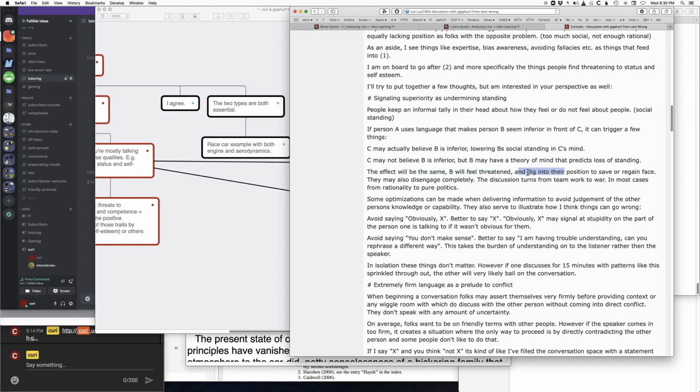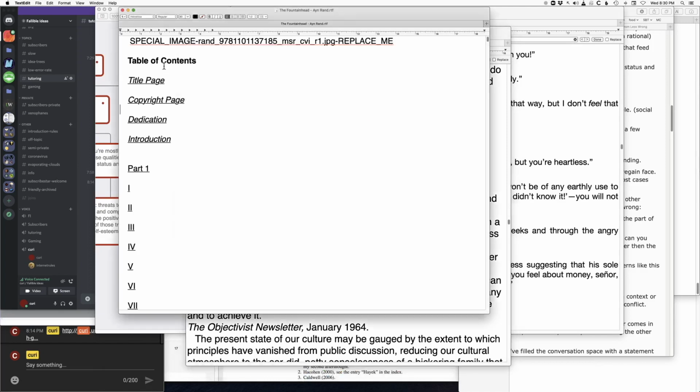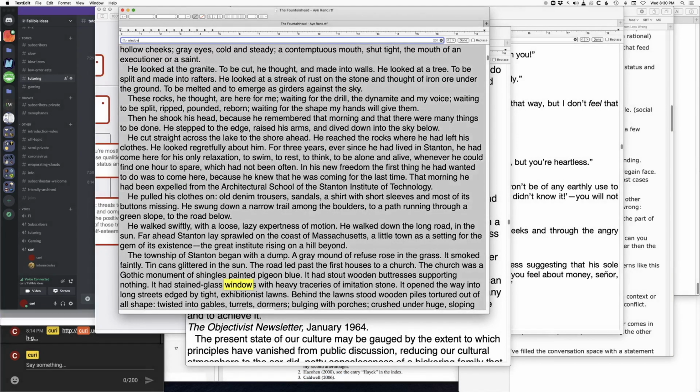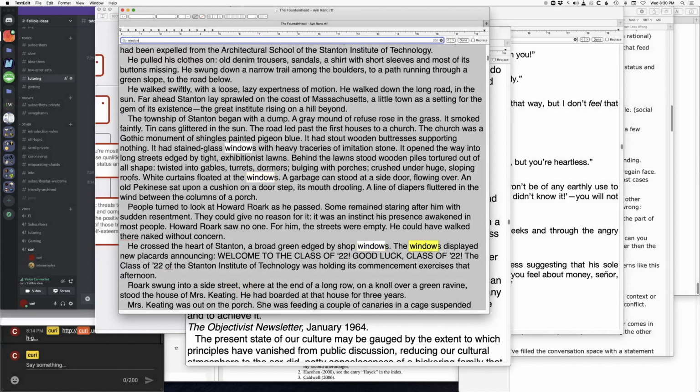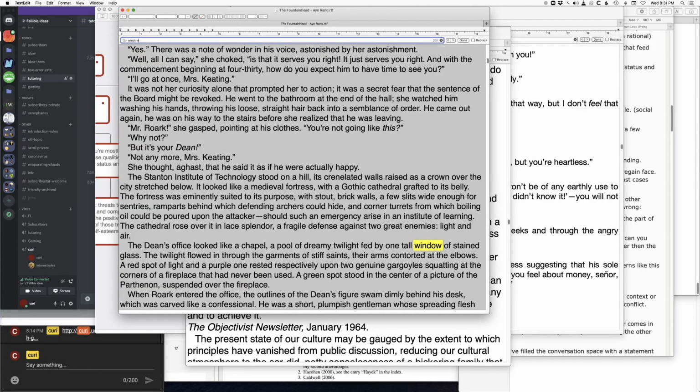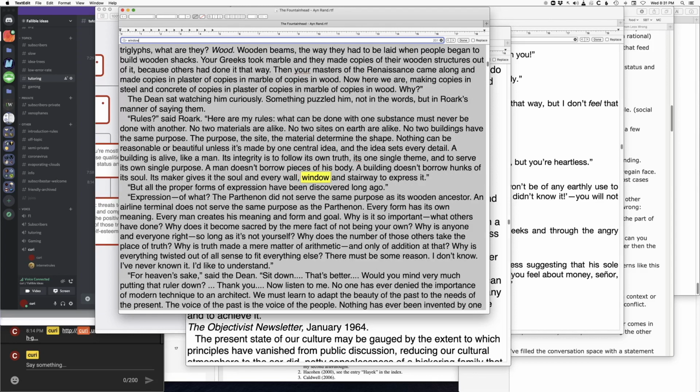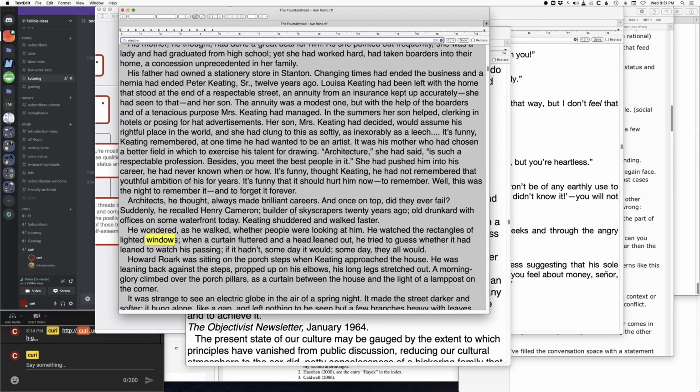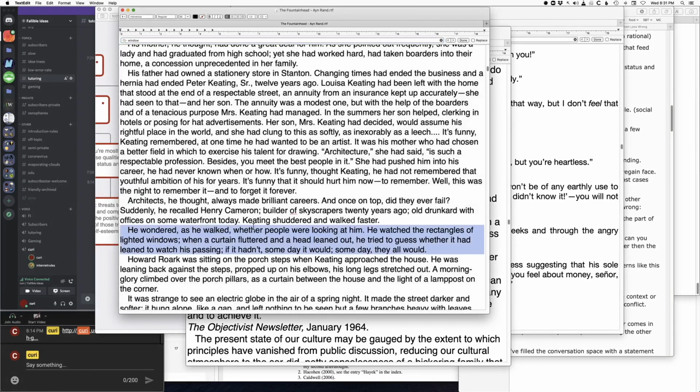Okay. This kind of seems similar to the first or second chapter of Fountainhead, where Peter Keating is wondering if people are looking through their windows at him. Like, what do they think of him? Here it is. He wondered as he walked whether people were looking at him. He watched the rectangles of lighted windows. When a curtain fluttered and a head leaned out, he tried to guess whether it had leaned to watch his passing. If it hadn't, someday it would. Someday they all would. He wants people's attention and good opinion.